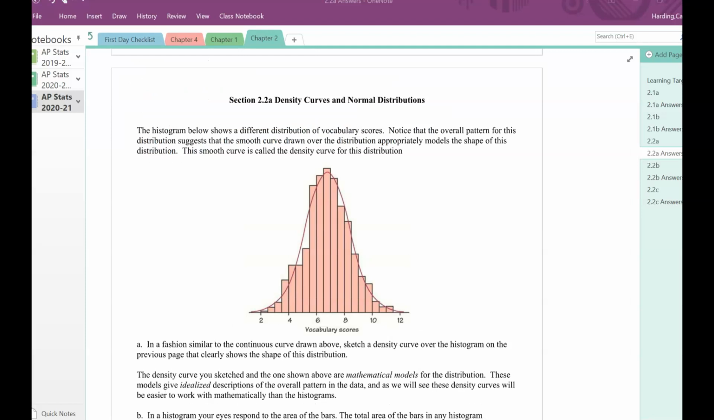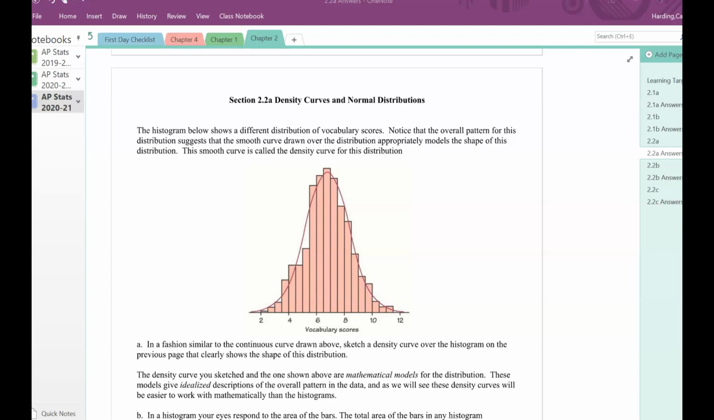If you just quickly flip to page 2, you have a distribution there of vocabulary scores. The distribution, if you were to describe the shape, would be symmetric, unimodal. And over the top of it is a smooth curve drawn, and this is called the density curve for the distribution. This generally follows the shape of the distribution. These density curves are mathematical models for the distribution. As you can see, they're not exactly a perfect fit. They're just an ideal description of the shape of the histogram.